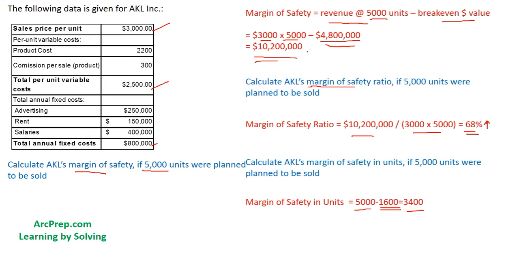Now I have the margin of safety ratio and the margin of safety in terms of units. Again, the thing that makes much more sense is the ratio itself, because the absolute figures won't give you exactly what you want. And what we said here was the higher this number, the better it is. You are farther away from the break even and hence less likely to lose money if something bad happens to your sales.